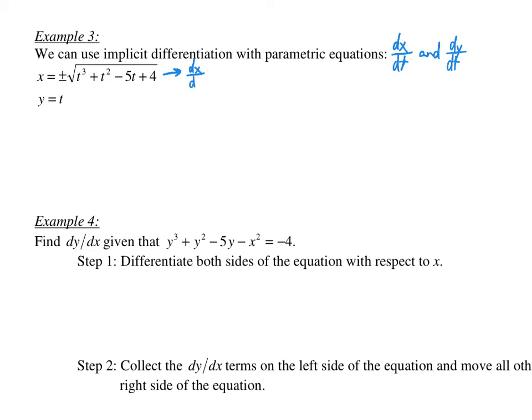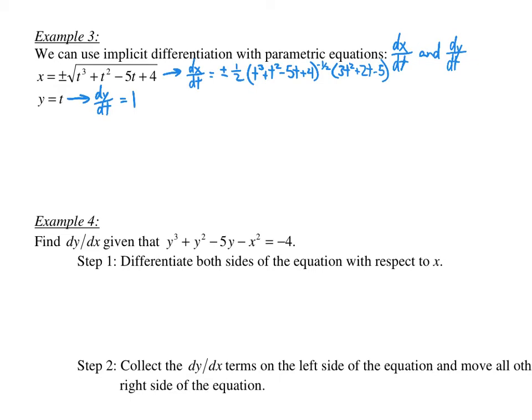My dx dt would be, and I can do this even with the plus or minus, 1/2 times t cubed plus t squared minus 5t plus 4 to the negative 1/2 times 3t squared plus 2t minus 5. And I can find dy dt, which is just what? 1. Just 1. So I can do that explicitly.